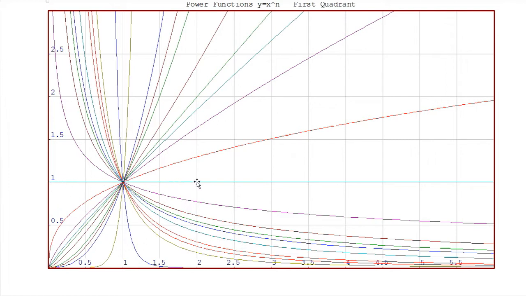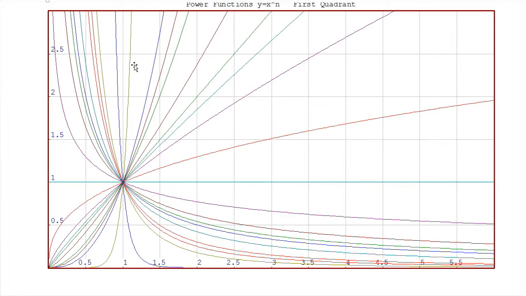Here's the power 0, a horizontal line with a hole in it right here at (0, 1). And if the power is negative, it has a vertical asymptote here. So notice that these ones that are decreasing this way, with the y-axis as a vertical asymptote and the x-axis as a horizontal asymptote, these are negative powers, and lower negative powers are down here, and then the higher negative powers here. We get to power 0, it's horizontal, with a hole in it right here.